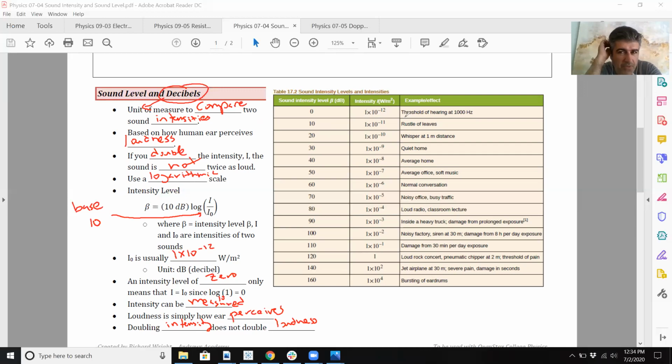So for example, the faintest sound you can hear would be right there. Rustling of leaves is that. A whisper at 1 meter's distance is that. A quiet home, but you might hear maybe the air conditioner or some other things. Average home, average office, soft music, normal conversation gets a little louder. Noisy office, of course, is that. Loud radio or classroom lecture. If you're in a heavy truck, noisy factory.